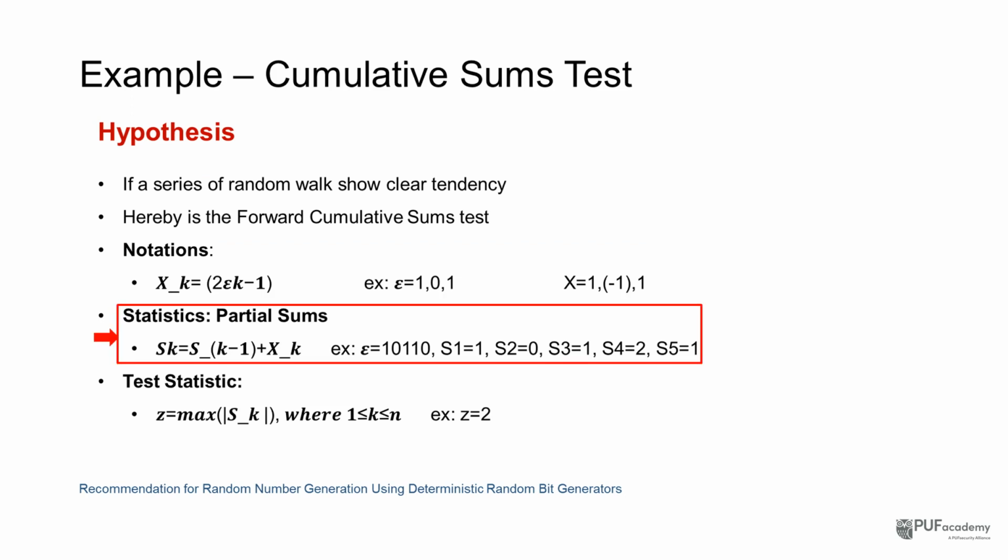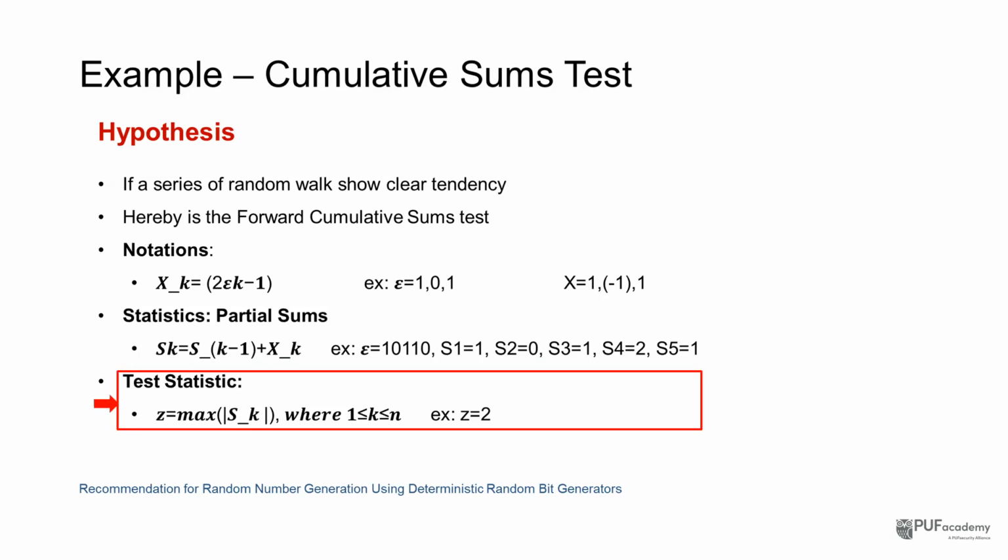Next, we calculate the statistics, specifically the partial sums. The partial sum, s sub k, is calculated by taking the previous partial sum, s sub k minus 1, and adding the current x sub k value. As an example, if we have a sequence of 5 bits 10110, the partial sums will change as we move through the sequence: 1, 0, 1, 2, 1.